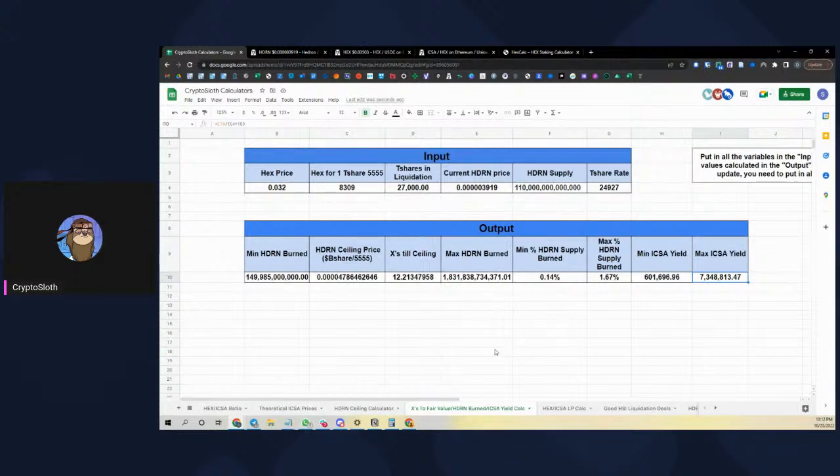Yeah, so this is what this one is. Pretty cool. I like to use it a lot for calculating how much Hedron might be burned and then seeing what the potential yield would be.